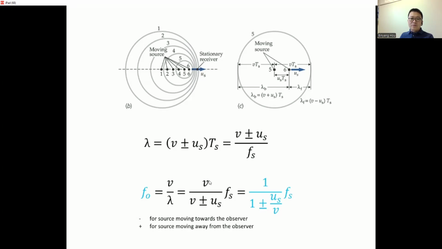If you divide both numerator and denominator by V, then on the top it will be just 1, and on the bottom it will be 1 plus or minus U_S over V. This is the speed of the source over the speed of sound, so it's a ratio. If the source is moving towards the observer, you take the minus sign, and you get a higher frequency heard by the observer. You take plus if the source is moving away from the observer, and then the observer will hear a smaller frequency.